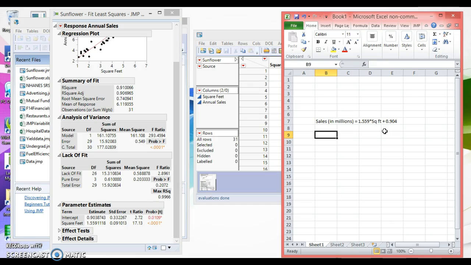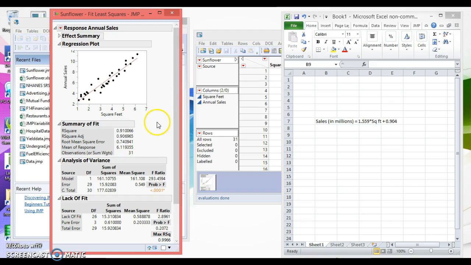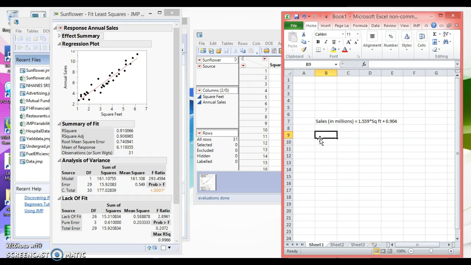Alright, so for C, it's asking how well does the model fit. It's asking for your correlation coefficient, which isn't shown right here, but if you wanted to in Excel or on your calculator, since this right here is R square, you could just do the square root of that, 0.910066. You get 0.953974, so pretty much 0.954.